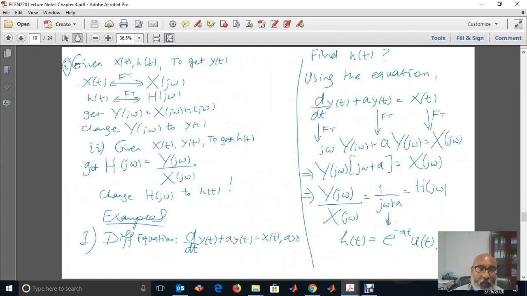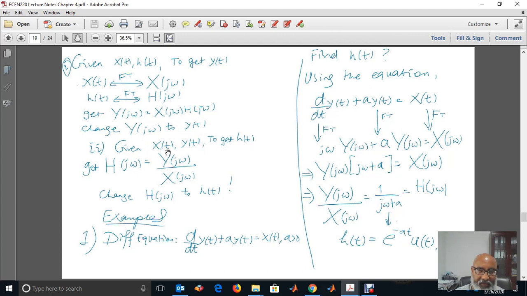Now, as I said, given x(t) and h(t), how do we get y(t)? Change x(t) to X(jω) and h(t) to H(jω) using the Fourier transform, and from that we get Y(jω) = X(jω) times H(jω), and we change Y(jω) to y(t).